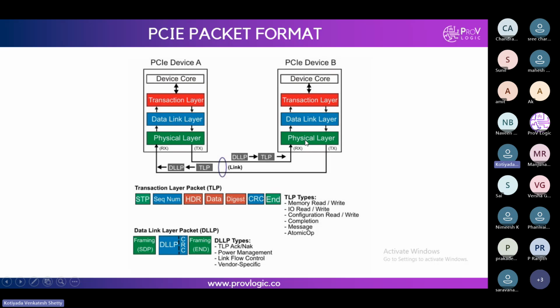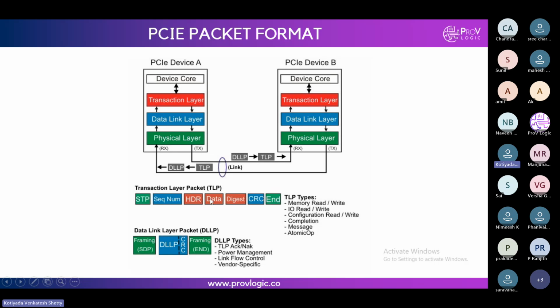Here, on the receiver side, we are removing the STP END. Together, this packet we are sending to the data link layer. In the data link layer, we are removing the sequence number and the LCRC. So this TLP packet we are sending to the transaction layer. In the transaction layer, we will remove the header and the digest.